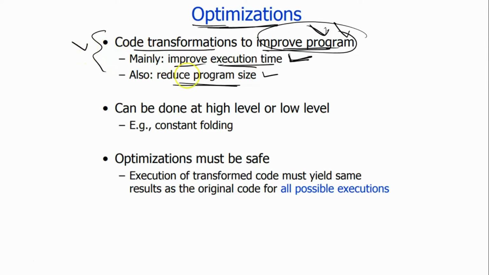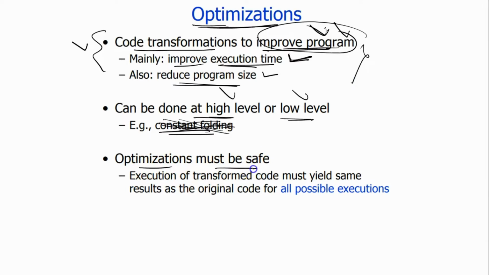Now, for example, constant folding we won't see today; we will see it after 1 or 2 lectures. But basically this optimization can be done at high level or low level. Today we will see how to do optimization at high level, and also how to do optimization at low level. These 2 things we will see today. Constant folding we will see maybe tomorrow. So anyway, this is our definition of optimization.